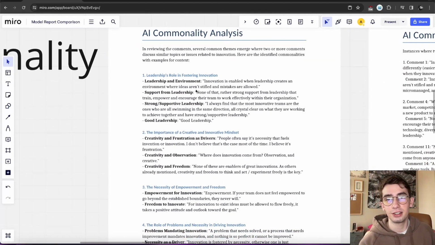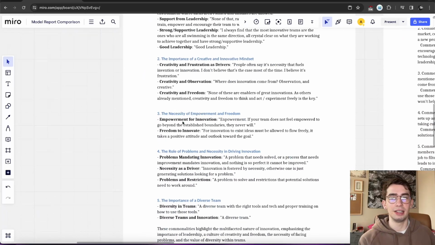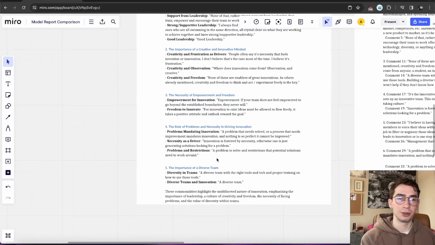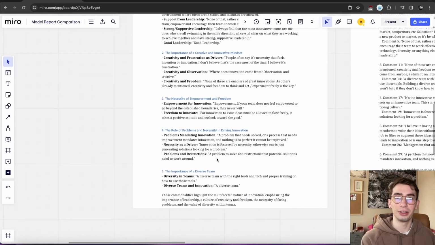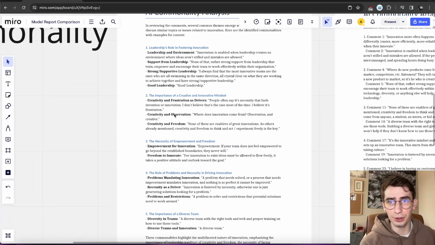It identified different commonalities with examples for context, things like leadership's role in fostering innovation, with sort of a subcategory and then an example directly from the comments of quotations here. It did that for 5 different categories here. So not everything is hard-coded, I suppose, to give you a list of 10, but I really enjoyed these.